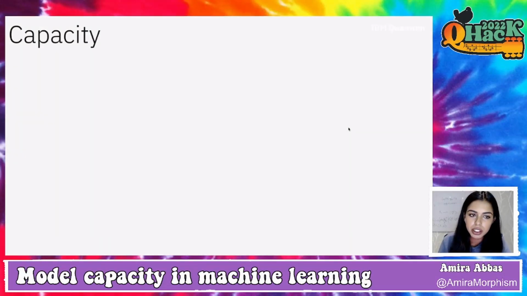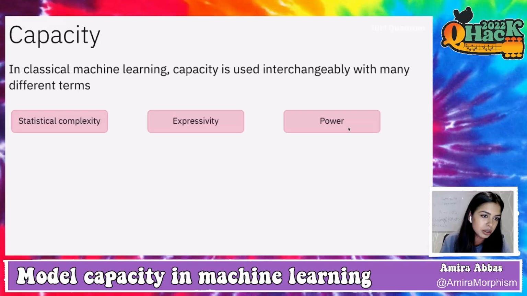Okay, so how do we measure capacity then, right? And firstly, what does capacity even mean? So in classical machine learning, it's used interchangeably with a lot of terms, and this actually confused me when I went down the rabbit hole of trying to understand the effective dimension. What does capacity even mean? Because these terms are all thrown out: statistical complexity, expressivity, the power of a model.